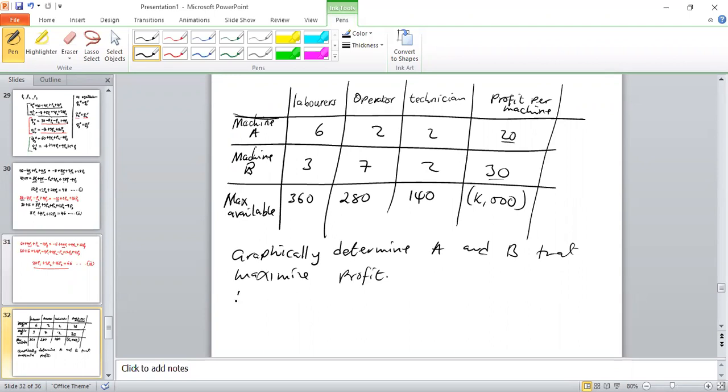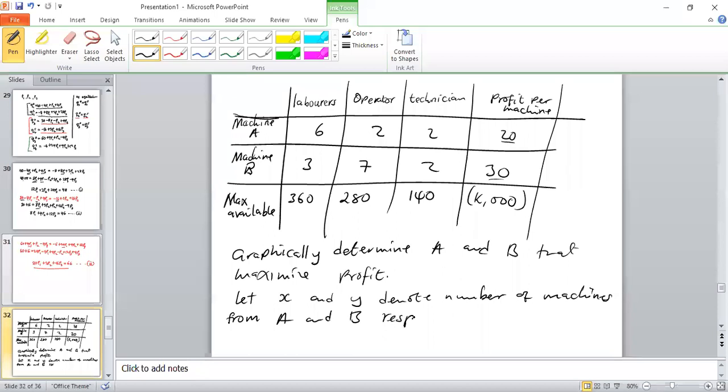So the first thing that we will do, we are solving now, is say let X and Y denote the number of machines from A and B respectively.